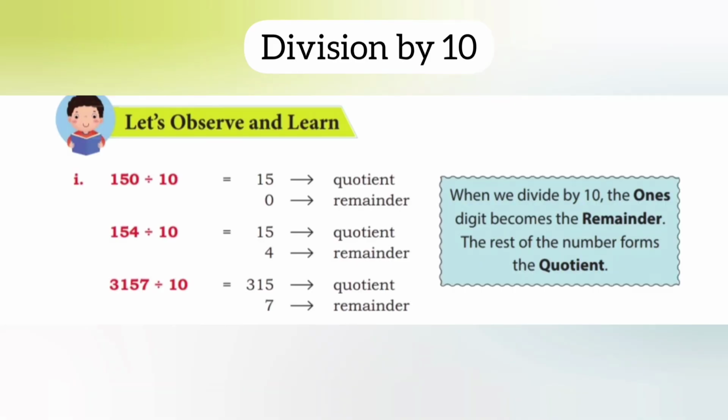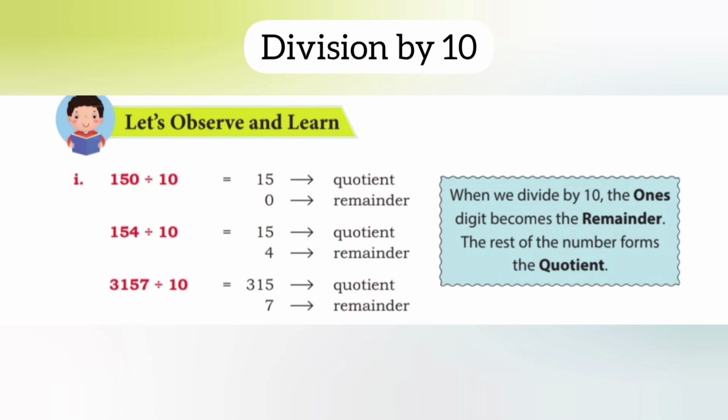Now let's see how we can do division with 10, 100 and 1000. So when we divide by 10, the ones digit becomes the remainder, the rest of the number forms the quotient. For example, if you divide 150 with 10, 15 is your quotient and 0 is your remainder. The ones digit becomes the remainder, the rest of the number forms the quotient.